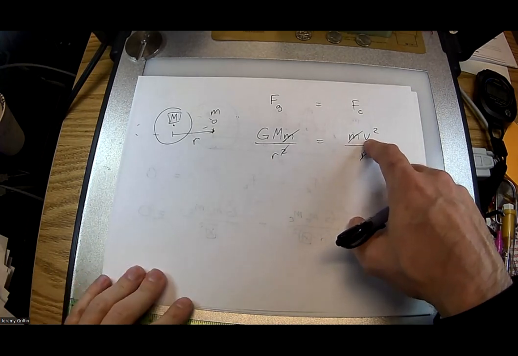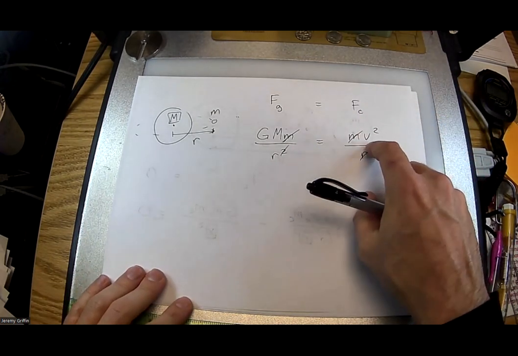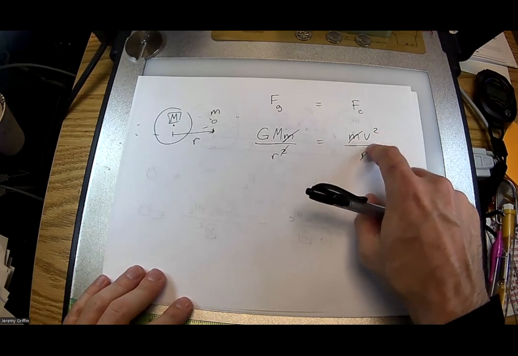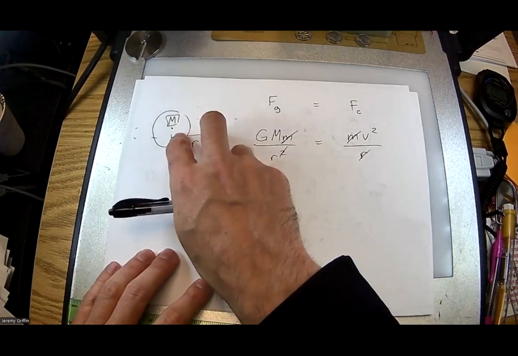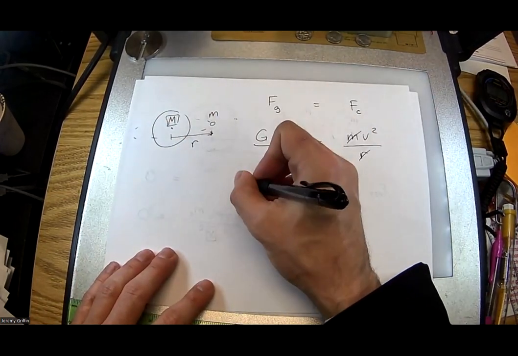Now, how did you guys calculate speed back in your last lab? What did you guys do? Yeah, just divided by time. Like 2 pi r divided by the time to do that. So I'm going to make that substitution right here.